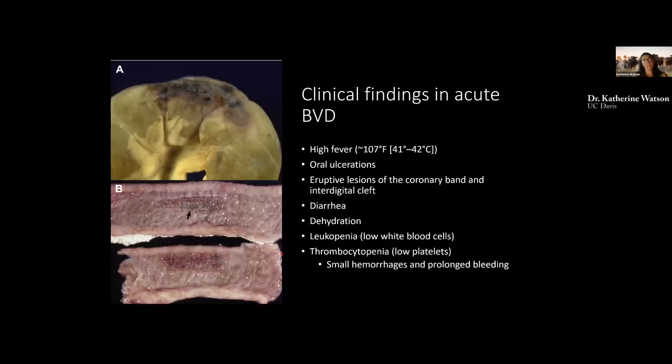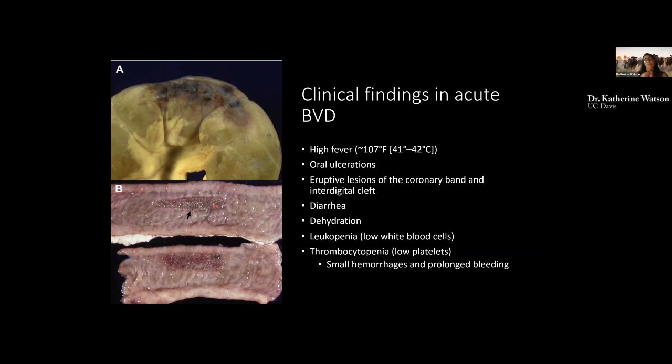And then that's similar to the clinical findings in acute BVD. So it likes to target the lymphoid tissue. In the intestines, you might see these ulcers, and this is usually at what we call a Peyer's patch. You can kind of see it on the outside of the intestines right here. And this is lymphoid tissue. These are lymphocytes. That's part of your immune system.